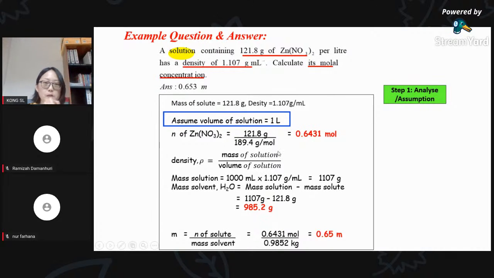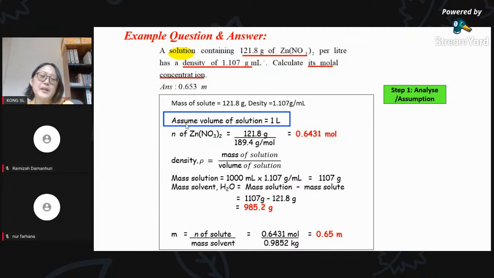Why do I need to find the mass of solvent? Because it's molality. The formula is number of mole of solute over mass of solvent. Always remember, change to kg. And then at the early step, you have to find out the mole of solute, 121.8 over the molar mass. Everyone, please be careful when you find the molar mass, double check. Sometimes students are so careless. When they check the molar mass, they use the proton number and sum up the proton numbers. Molar mass and proton number are different things.